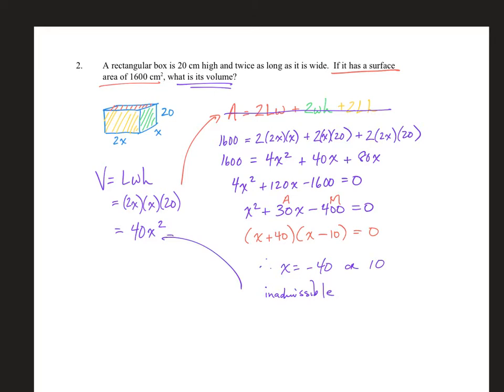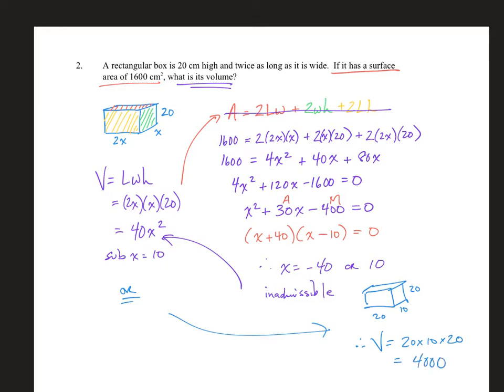And so maybe I take that 10 and I sub it back into my volume expression. Or maybe we just take a look at that 10 and we say, well, then my box would actually have dimensions of 20 by 10 by 20. And so you could calculate the volume by simply multiplying those values, and we get down to 4,000. Now that 4,000 is my final answer, I need to make sure that I have units on it, and I have my centimeters cubed.